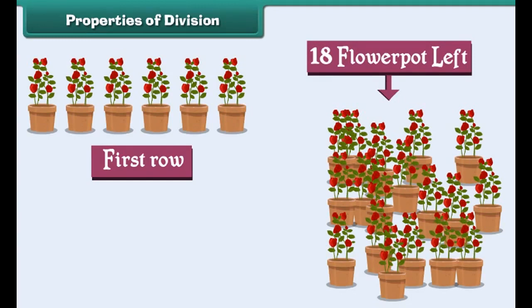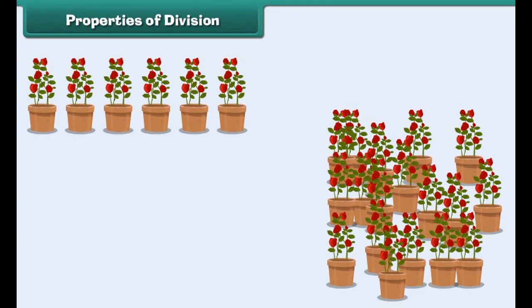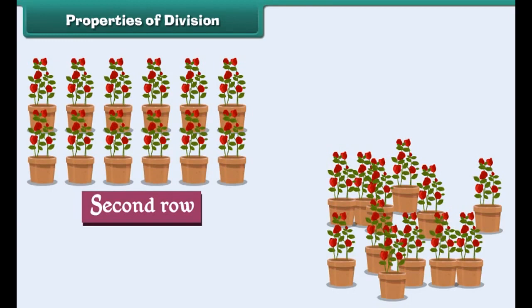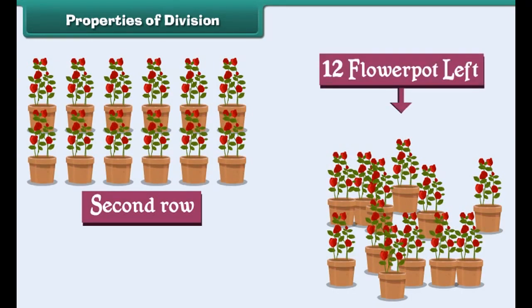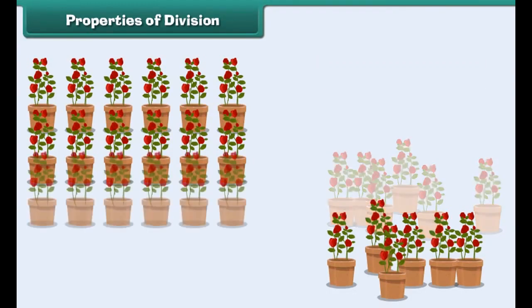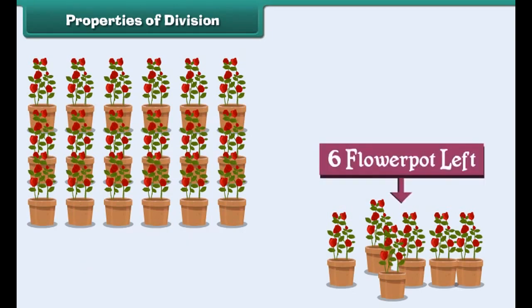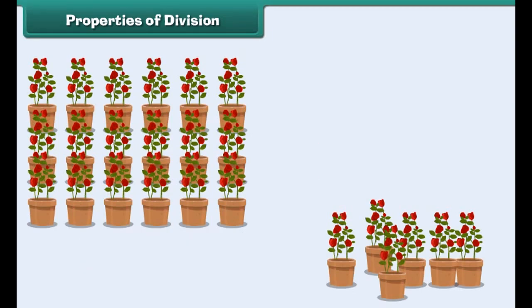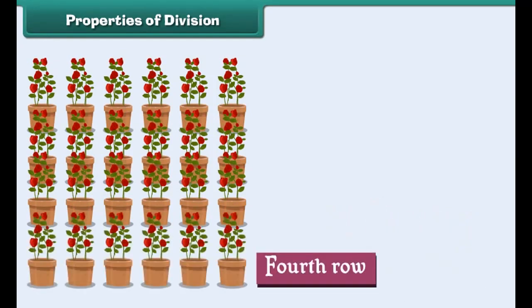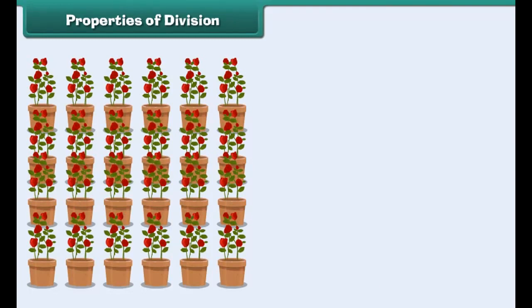Let us go step by step. There are 6 flower pots in each row. The gardener arranges 6 flower pots in the first row. He has 18 flower pots left. He arranges 6 flower pots in the second row. He has 12 flower pots left. He arranges 6 flower pots in the third row. He has 6 flower pots left. He arranges 6 flower pots in the fourth row. He has no flower pots left.